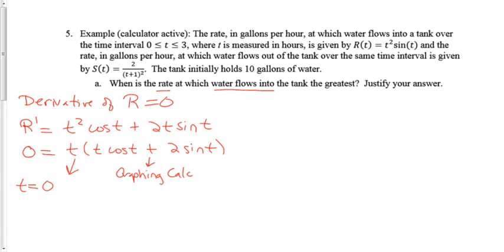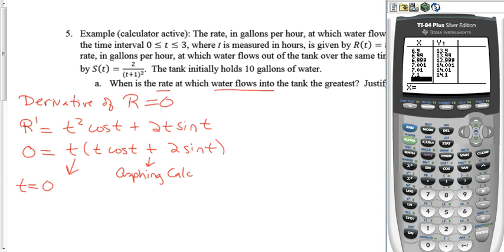So let's get your graphing calculator going. I don't know what mode I'm in. I'm in radians. Okay. So here I am. I'm going to go ahead and I just want to graph what I have in parentheses there and figure out where that's equal to 0. So I'm going to enter in x cosine x, close that parenthesis, plus 2 sine t.